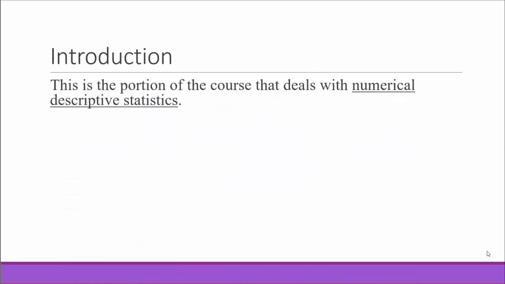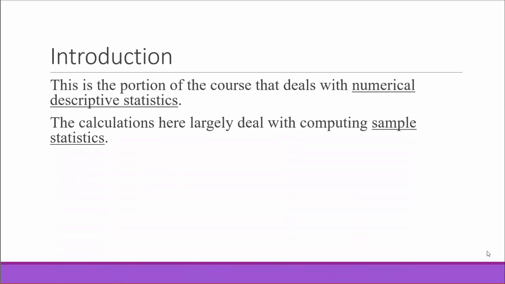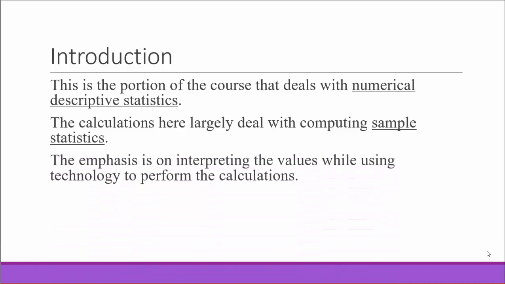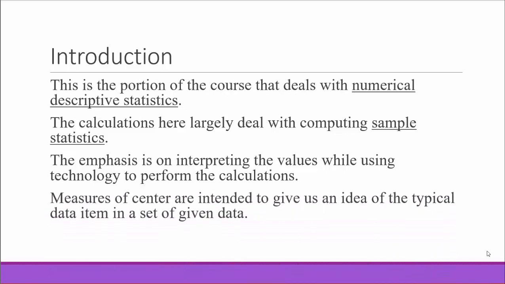So let me make a couple comments here before we get going. This is the portion of the course that deals with numerical descriptive statistics as opposed to graphical descriptive statistics, which is what we talked about in Chapter 2. Now the calculations we're going to be doing, remember we talked in the first chapter about the difference between statistics and parameters. In this chapter, our focus is on sample statistics. In other words, taking data from a simple random sample and computing their statistics. So we won't do much hand calculations. We'll let technology do that, and we'll focus on interpreting the solutions here.